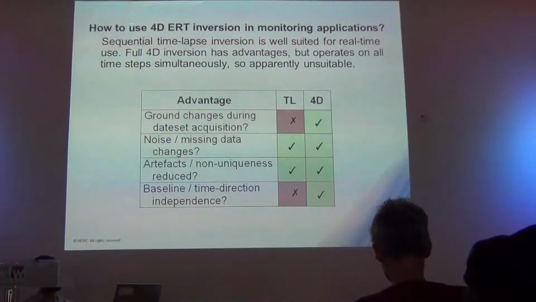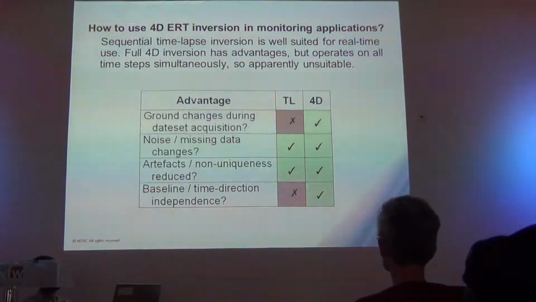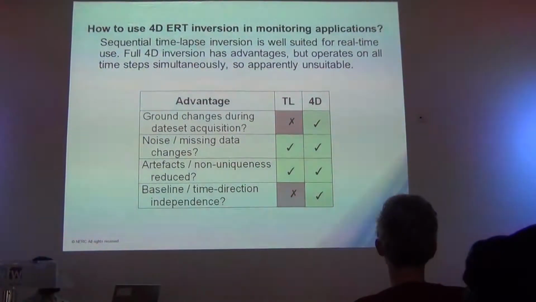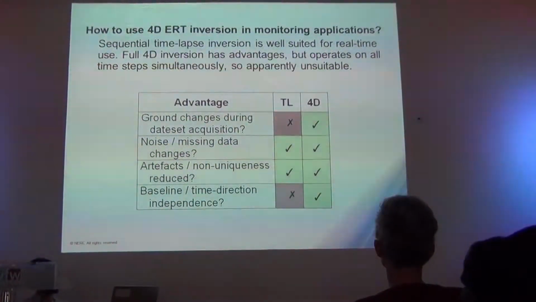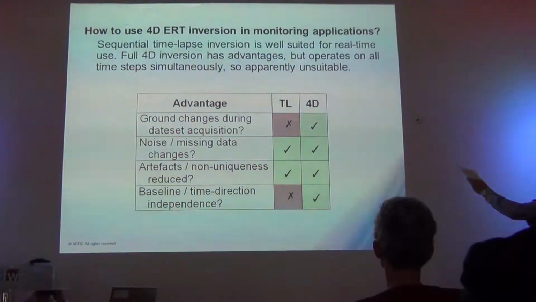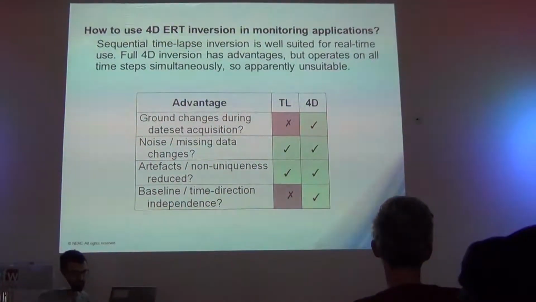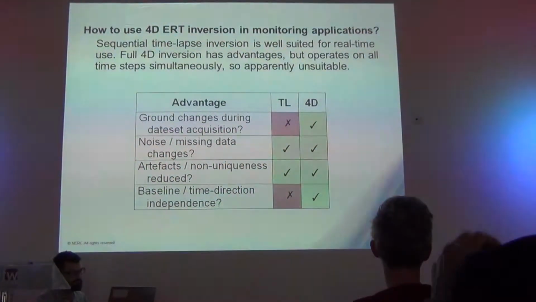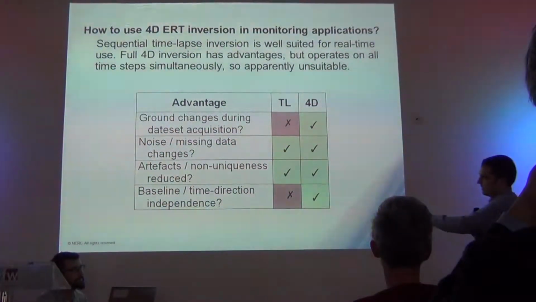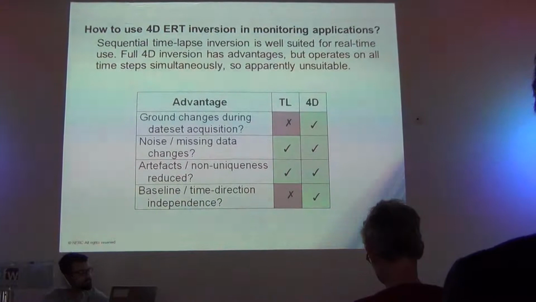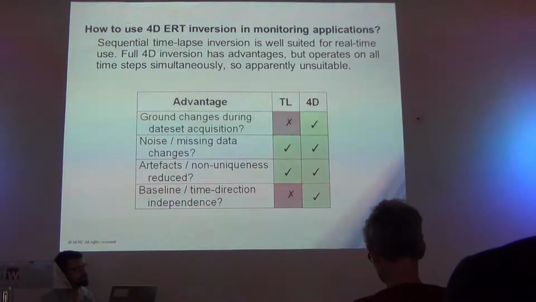We have, again, already heard in Myung-Jung's presentation that full 4D inversion has its advantages. If you put full spatial and temporal constraints across the entire data set, then that has a number of advantages, such as, for example, you can account for changes in the subsurface during the acquisition of the data, and also you're getting rid of the dependence on a baseline, or the time directionality that you sometimes get in conventional time-lapse inversion.